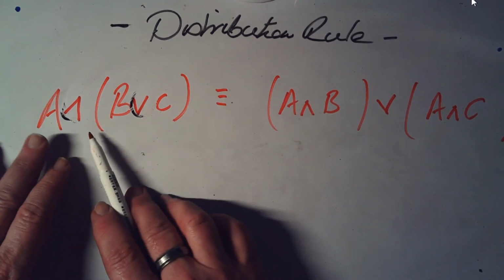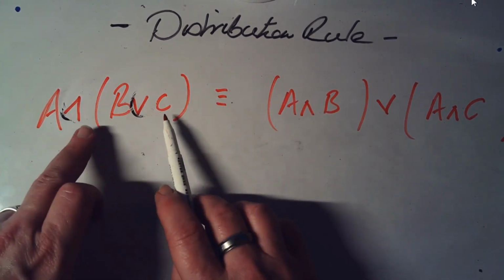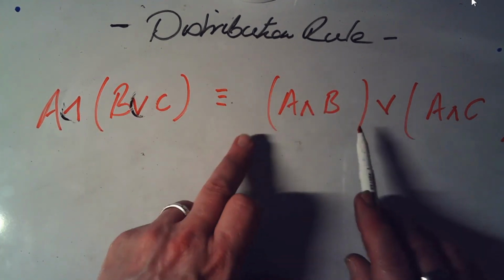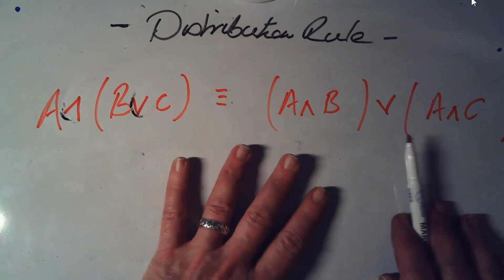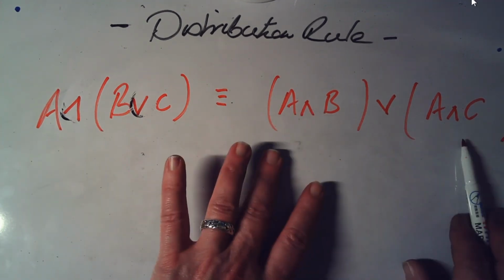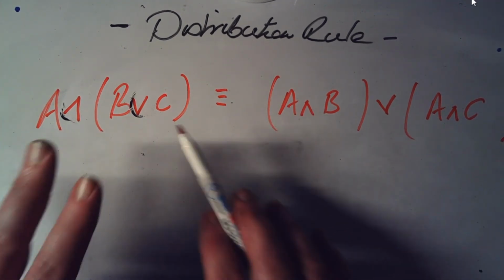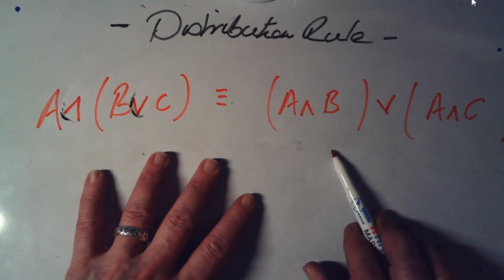We've taken this expression, A and then B or C in brackets, and we've factored it out so that we've got A and B or A and C. Why on earth would you want to create two sets of brackets when we just started off with one? You will see why we do this in worked examples.